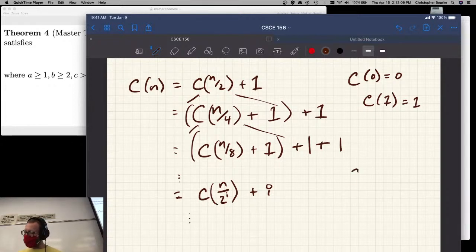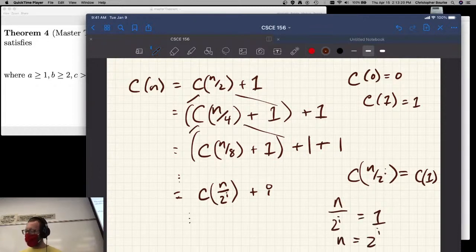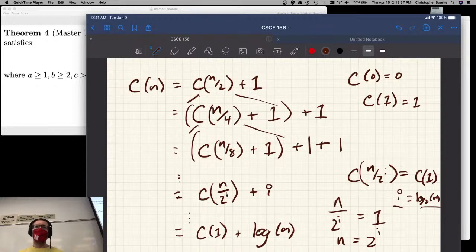Or when do I get down that c sub n divided by 2 to the i is equal to c of 1? It's when n divided by 2 to the i is equal to 1. That's when n is equal to 2 to the i. It's when i is equal to log base 2 of n. So, dot, dot, dot, c sub 1 plus, if that's my i, that gets plugged in over here. And guess what? 1 plus log n gives me order log n, ignoring that lower order term 1. That's how you solve this.